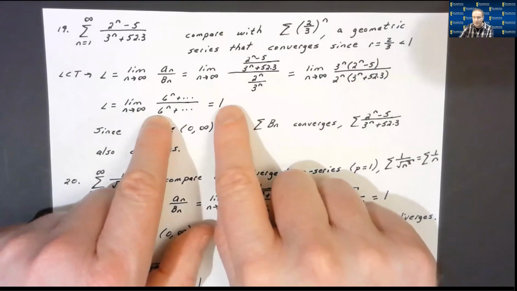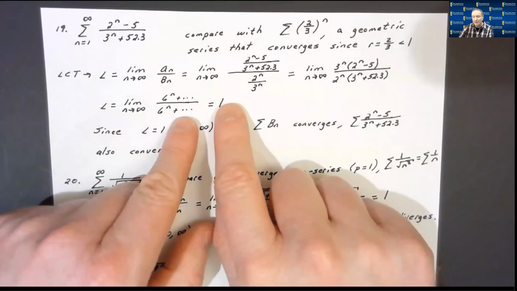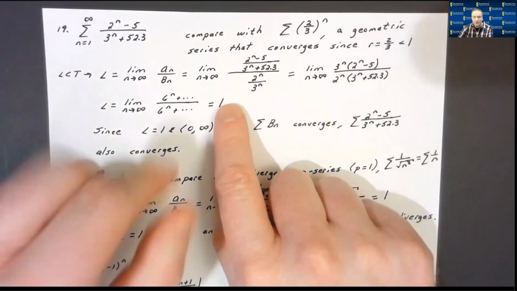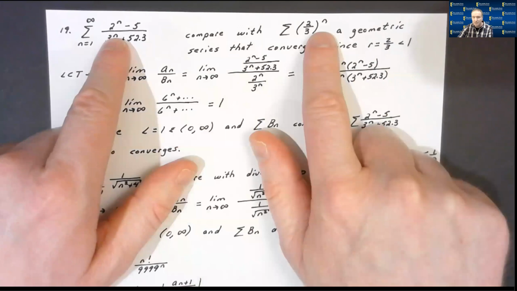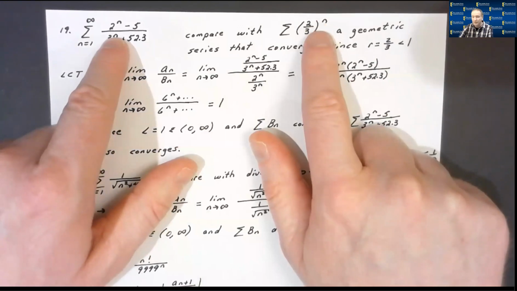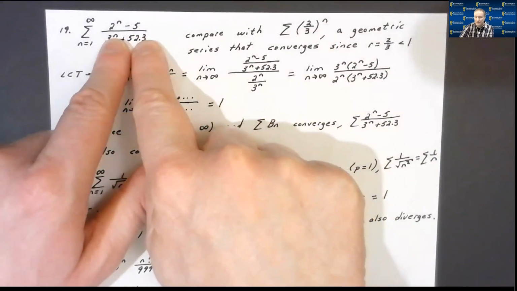Clearly, that's going to reduce down to 1. So what this is saying is that essentially, as n goes to infinity, the size of this series is essentially a multiple of 1 of this series. So they're the same size. This series converged, thus this is conclusive evidence that this series converges.